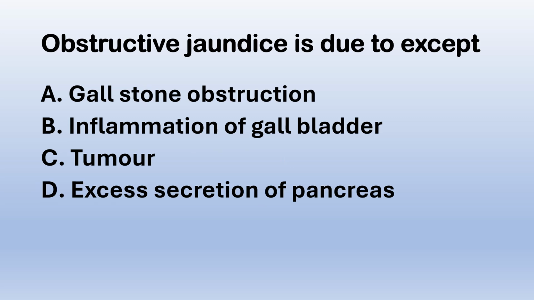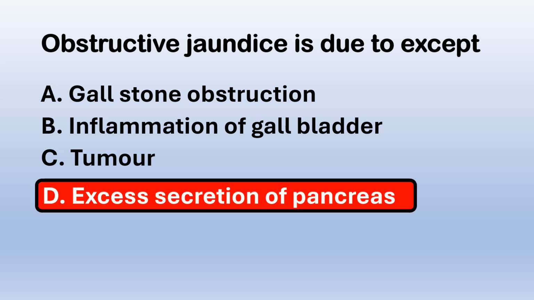Obstructive jaundice is due to all except A. Gallstone obstruction, B. Inflammation of gallbladder, C. Tumor, D. Excess secretion of pancreas. And the answer is D. Excess secretion of pancreas.